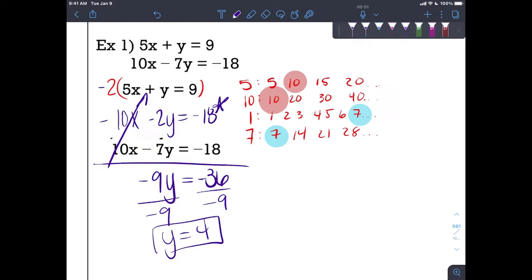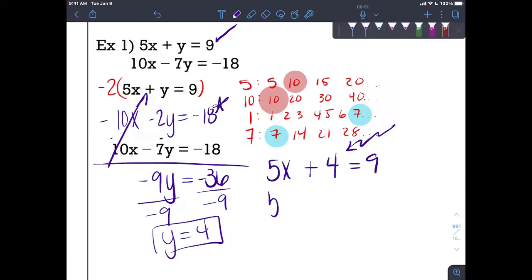Never, ever plug it into the one that you made. The reason is the numbers are going to be larger, it's going to be more difficult to work with, and you may have made an error with your math. Okay, so you always want to make sure that you plug it into one of the original ones. I'm going to choose the easier one, this guy. So 5x plus 4 equals 9. Noticing we substituted y for 4.